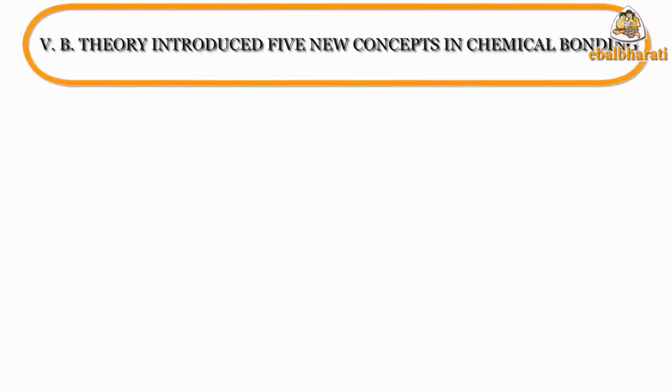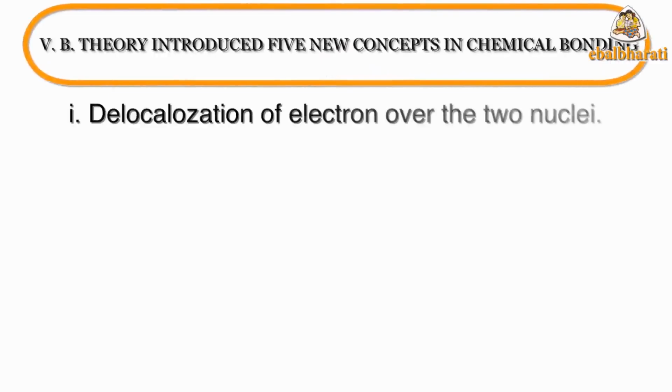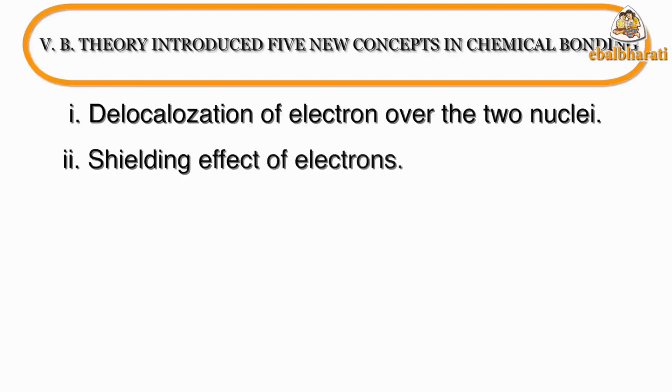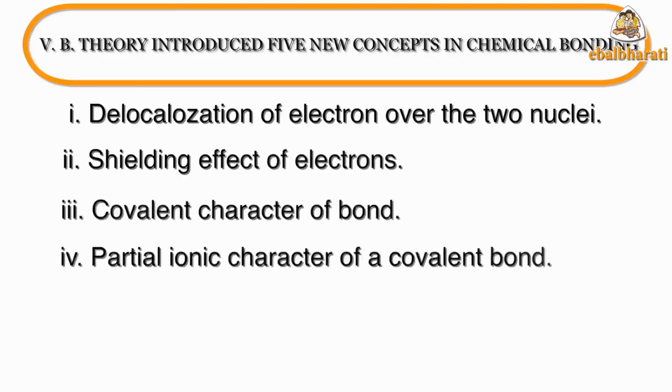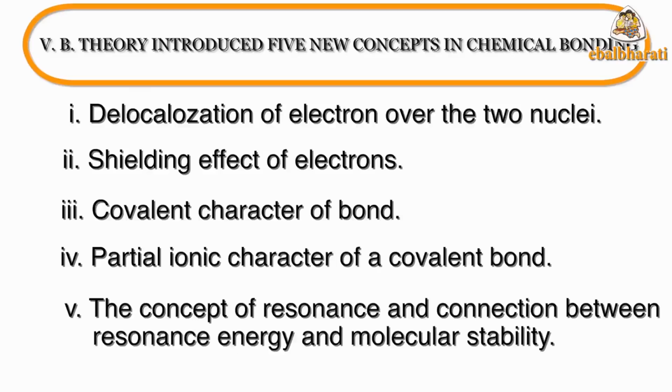Importance and limitations of valence bond theory. Let's go ahead first with the importance of valence bond theory, represented by VB. Valence bond theory introduced 5 new concepts in chemical bonding: delocalization of electrons over the two nuclei, shielding effect of electrons, covalent character of bond, partial ionic character of a covalent bond, the concept of resonance and connection between resonance energy and molecular stability.